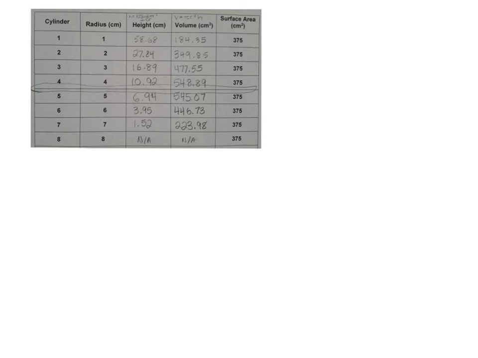When you have completed the chart, you should notice that according to the chart, the cylinder with the greatest volume has a radius of 4 and a height of 10.92, and you can see that here, where the volume is highest is 548.89. Unfortunately, this is not entirely true, because we were limited by the fact that we were only using whole numbers for the radius.